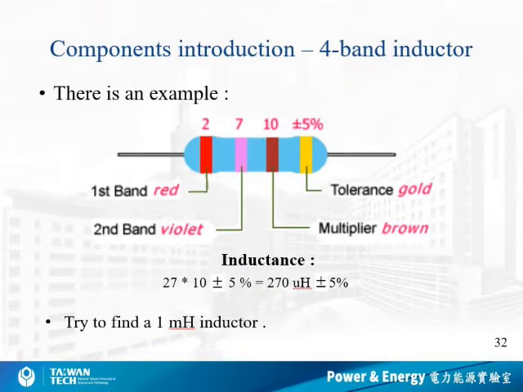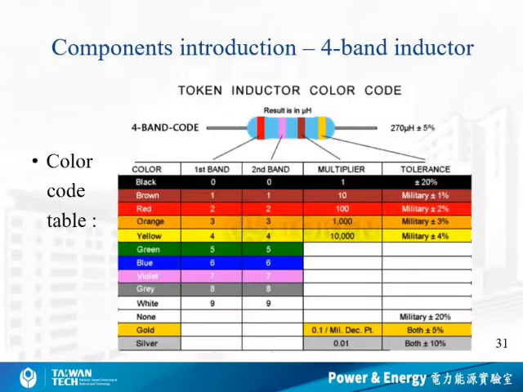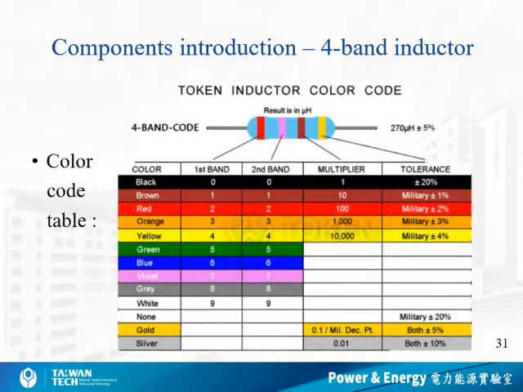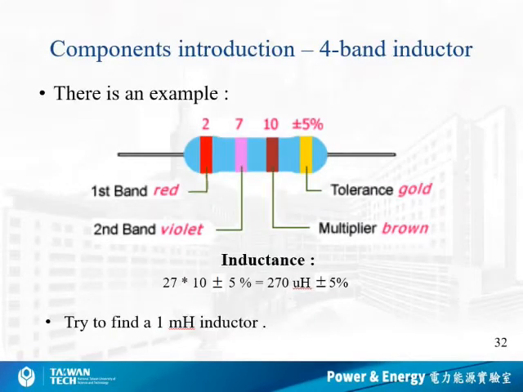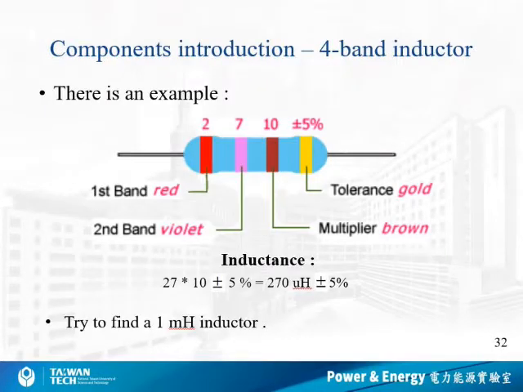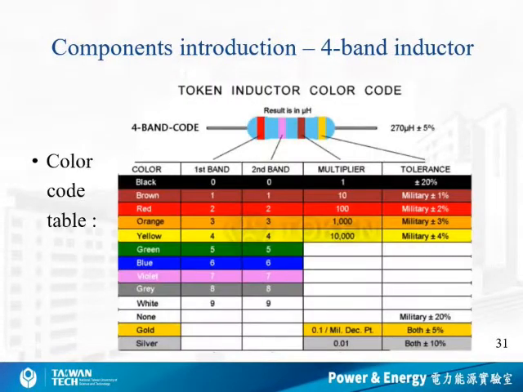There is an example. The first band means tens digit, and you can see that red denotes 2. The second band means units digit, and you can see violet denotes 7. The third band means multiplier, and brown denotes 10. The fourth band means tolerance, and gold denotes 5%.